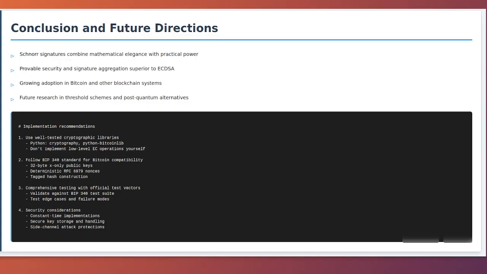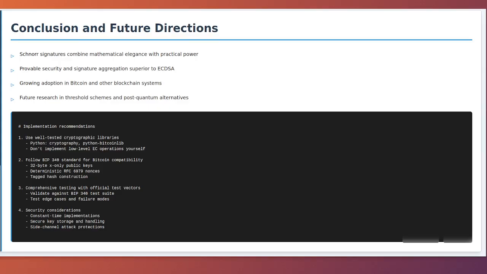The key takeaways from this presentation are that Schnorr signatures offer provable security through reduction to the discrete logarithm problem, something ECDSA cannot claim. They provide signature aggregation capabilities that enable multi-signature transactions to be represented compactly on blockchains. Looking to the future, Schnorr signatures will continue to gain adoption across cryptocurrency systems. We're already seeing implementations in Bitcoin through Taproot, and other blockchain platforms are evaluating adoption.